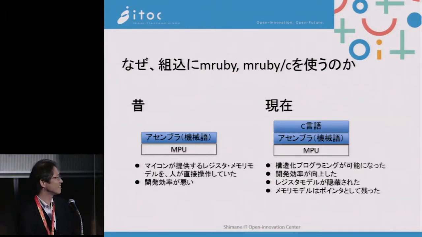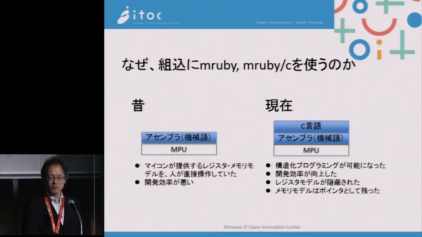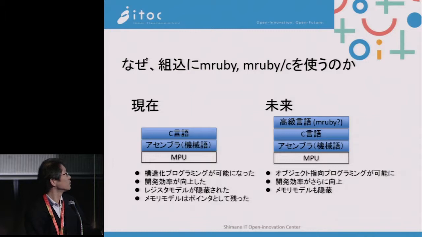So currently, because it's not sustainable, the C programming language has become possible, which improved the development efficiency, and the register model has been hidden, and the memory model remained as pointers. So in the C language, the person who writes the program has to look at this usage.